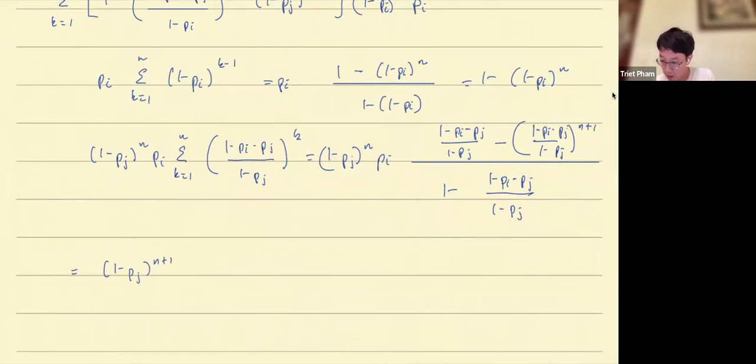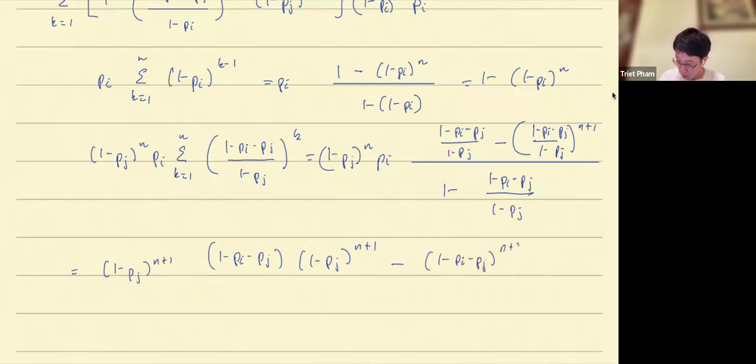And then to deal with this, common denominator clearly is 1 minus pj to n plus 1. So we got 1 minus pi minus pj times 1 minus pj to the n plus 1 minus 1 minus pi minus pj to the n plus 1 over 1 minus pj to the n plus 1. Okay.